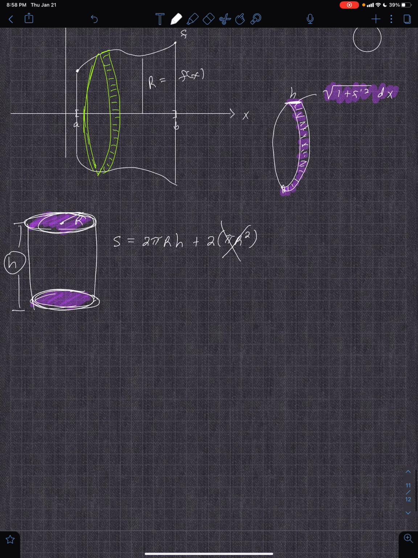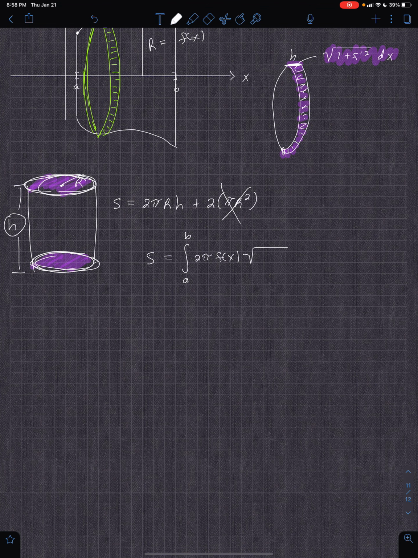So our surface area, capital S, ends up being the integral from, whatever your limits are, a to b, of 2 pi times the height, the altitude or the thickness, which is the square root, like we derived before, of 1 plus f prime of x, quantity squared, and then the dx came out in the derivation.